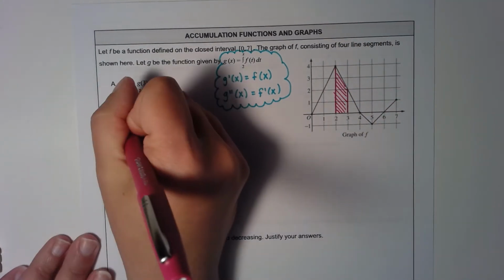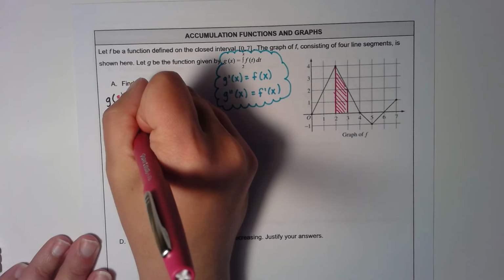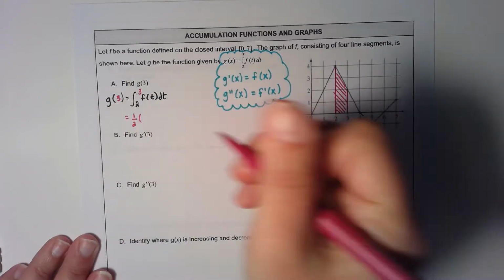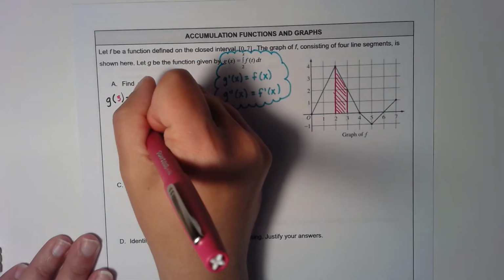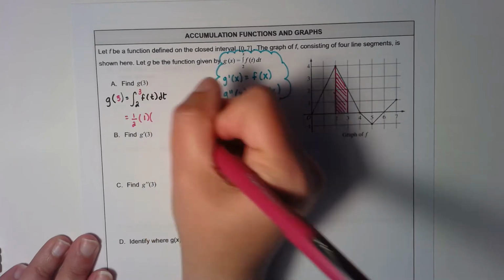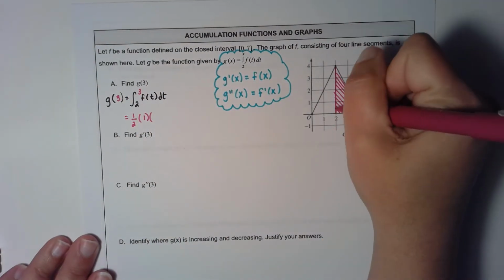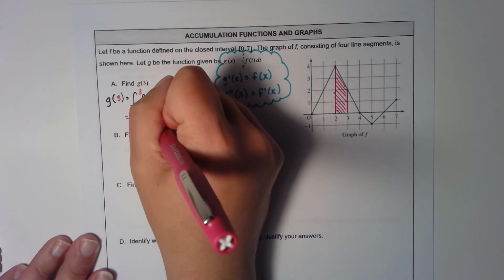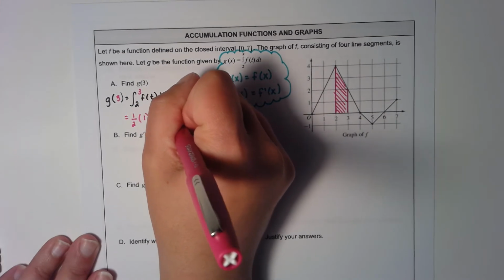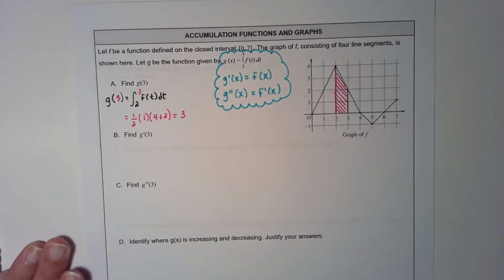So in order to find that area, I'm going to find the area of the trapezoid. I'm going to have 1/2 times the height, which in this case is the distance between the two parallel lines, so 1, and then base 1, which is 4, and base 2, which is 2, which is going to give you 3.